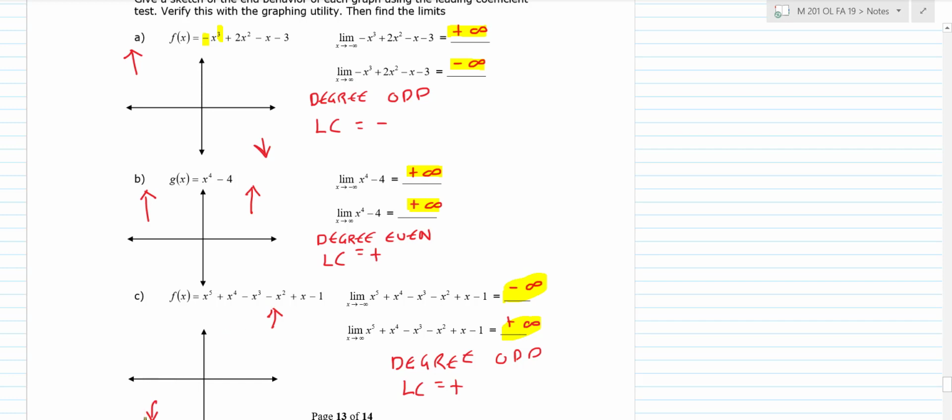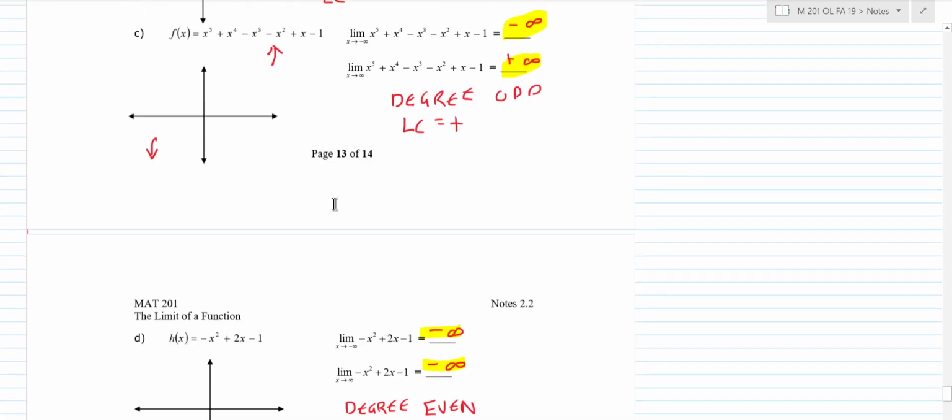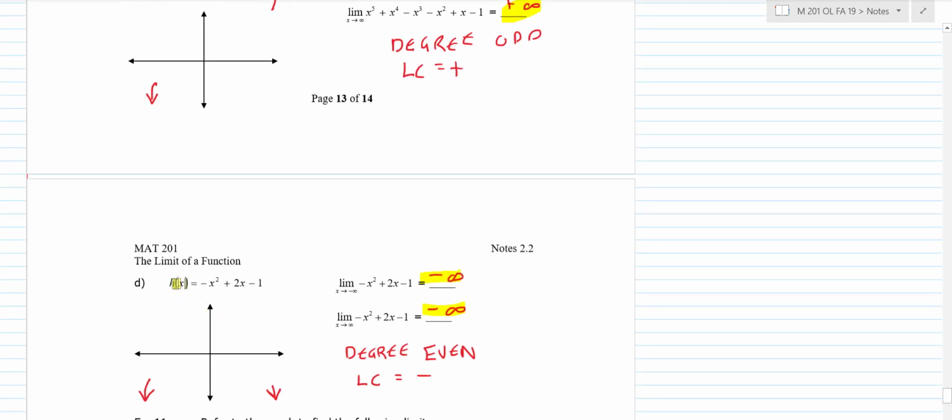The graph looks like this at the endpoints. So as x goes to infinity, y goes to positive infinity. As x goes to negative infinity, y goes to negative infinity. Okay, that's what you learn. Next page. Should have got this on this last example.